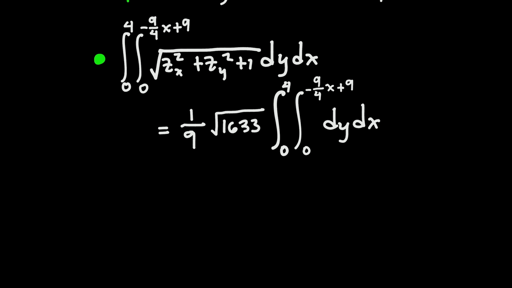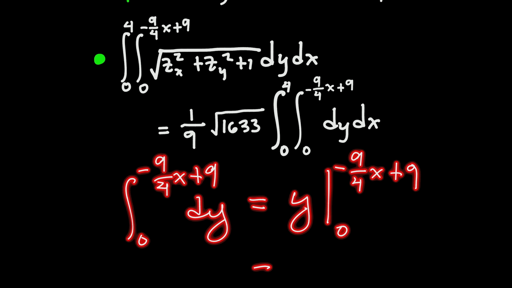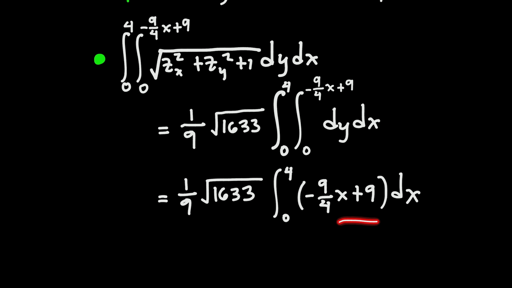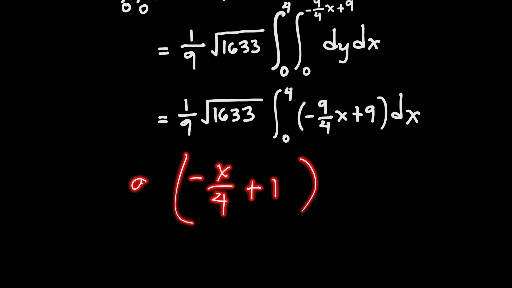Now, if we integrate this one, starting with the inner part of the integral, this means we need to deal with negative 9 over 4x plus 9 dy, which is equal to y evaluated from 0 to negative 9 over 4x plus 9. So you can simply equate this one to negative 9 over 4x plus 9. That is this value. Now, factoring out this common constant gives us negative x over 4 plus 1 times 9.